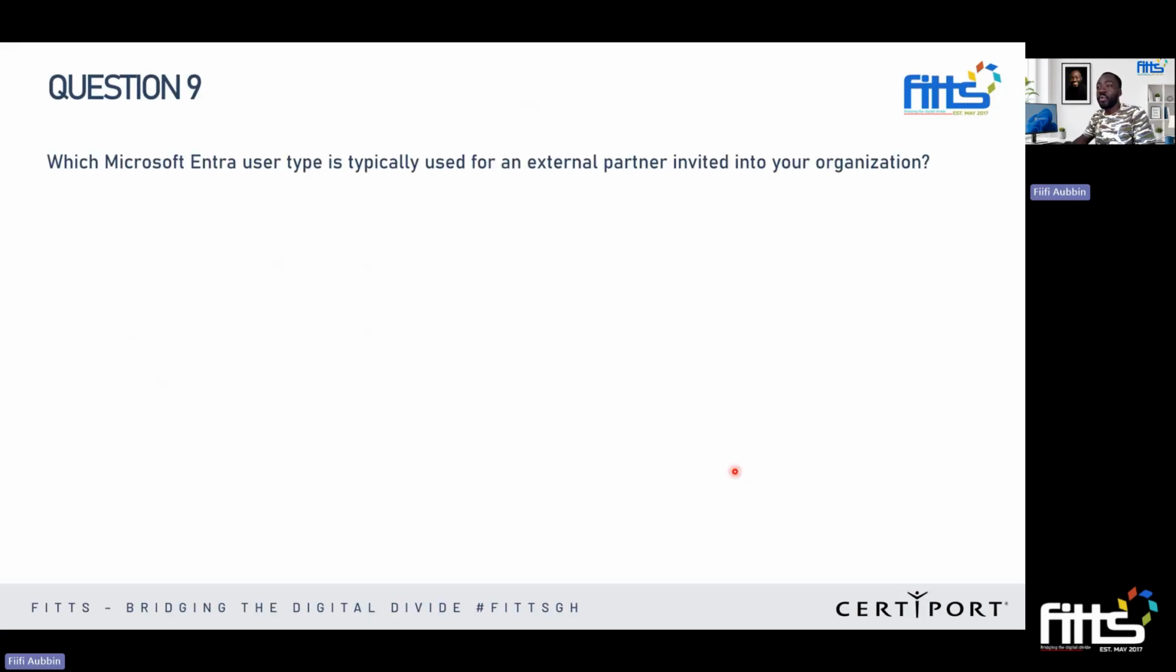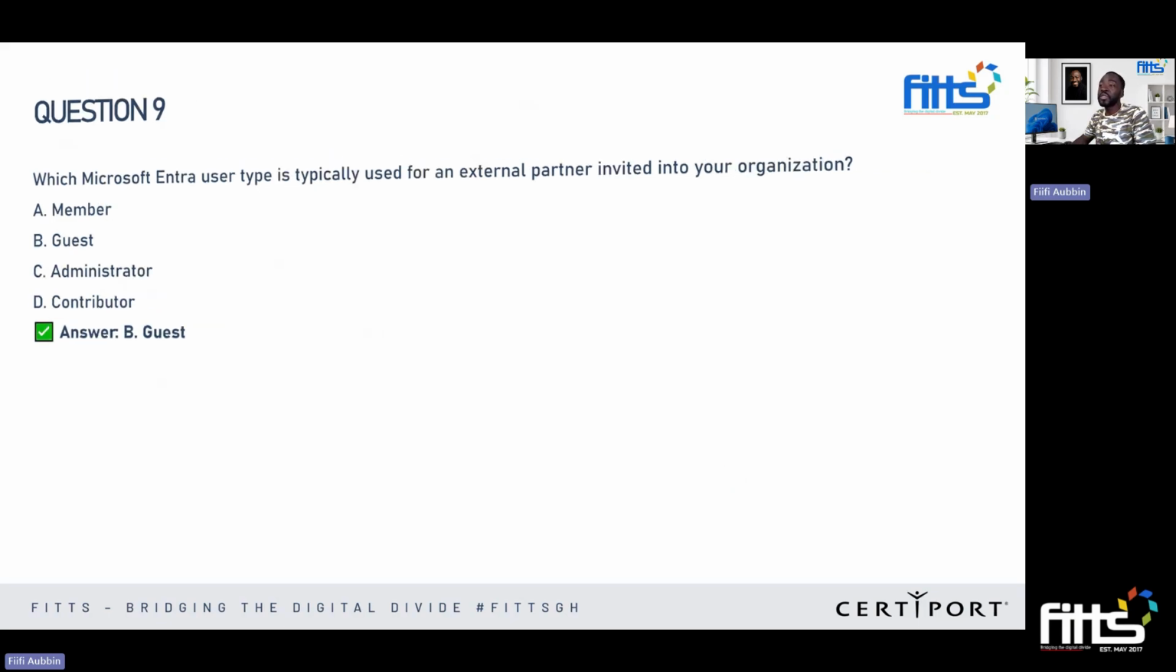Question number 9, which Microsoft Entra type is typically used for an external partner invited into your organization? Is it a member, a guest, an administrator, a contributor? So the person is coming outside of the organization, so that person is a guest.